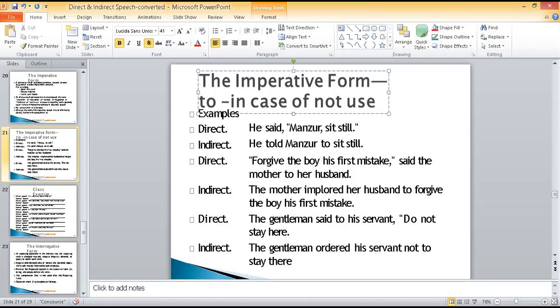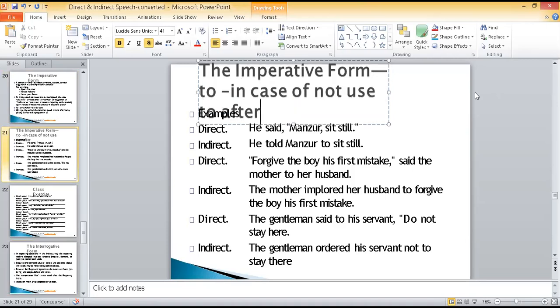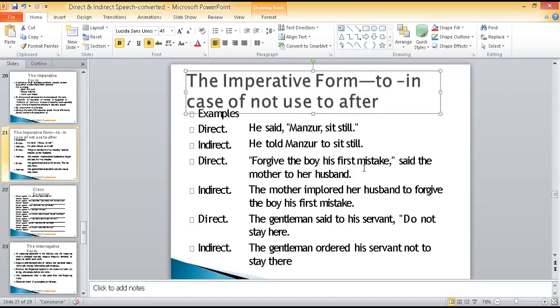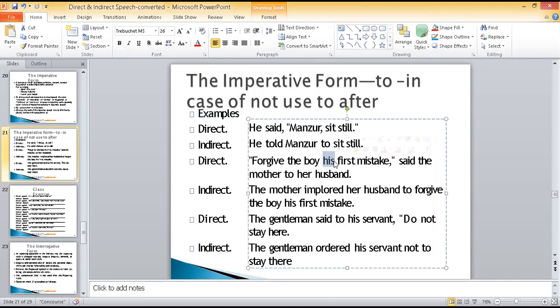In case of not, use to after. Oh my god, it has become so messed up. Okay, now see, let me put it this way. You can see that: forgive the boy his first mistake, said the mother to her husband. So the mother implored or suggested, or you can say advised, her husband to forgive the boy's first mistake. Forgive the boy's first mistake. See?